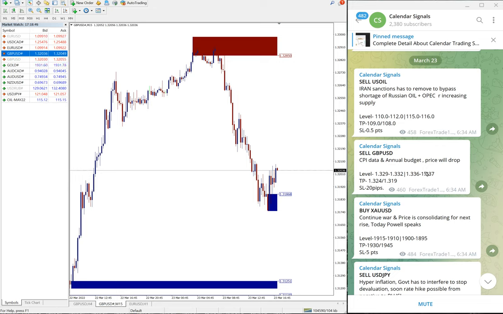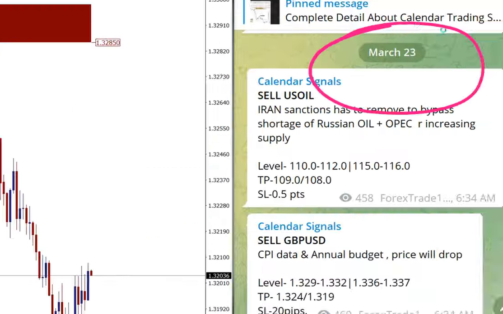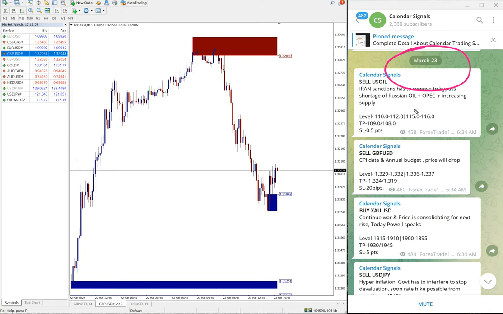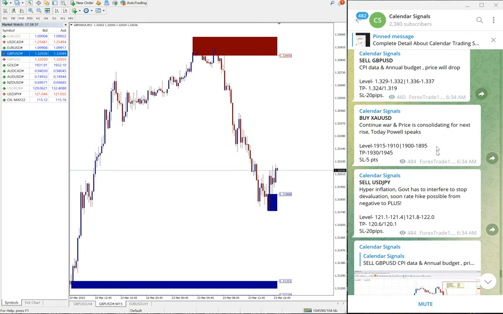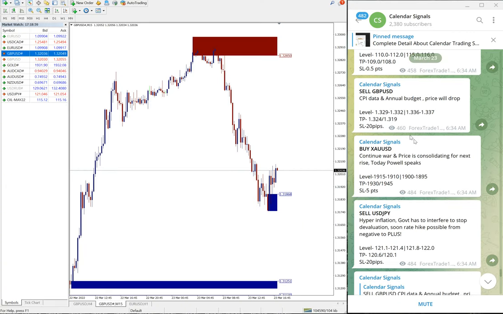Today is March 23. You can see the date pop up here on this Telegram channel, today's date. And today we gave these following signals: sell US oil, and then sell GBPUSD, buy XAUUSD, which is buy gold, then sell USDJPY. These four signals we gave today.